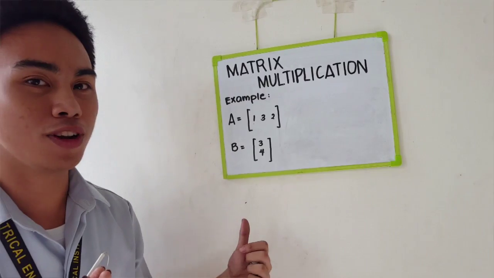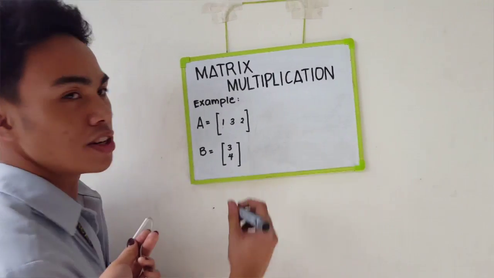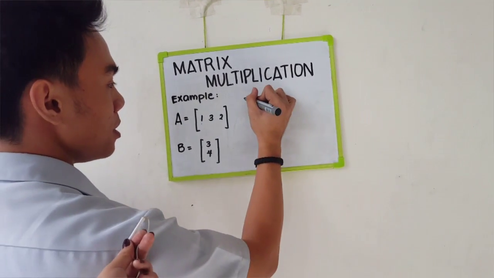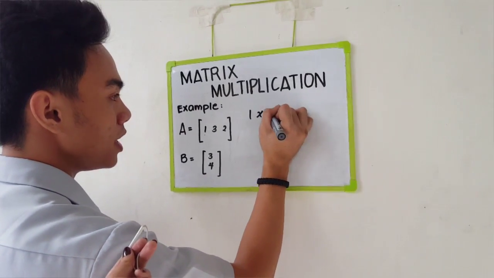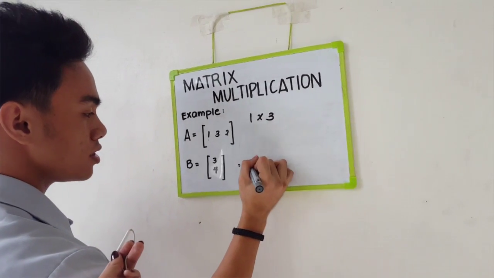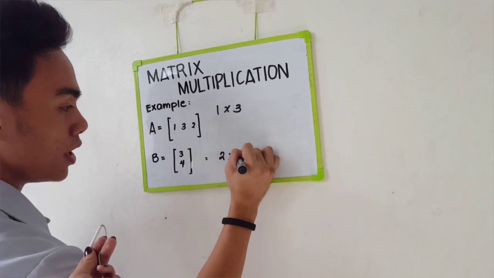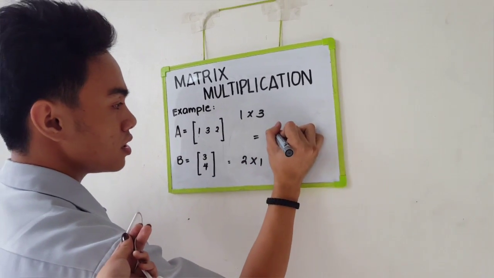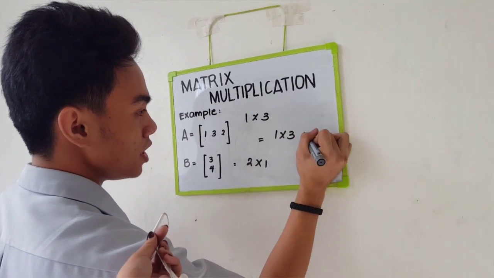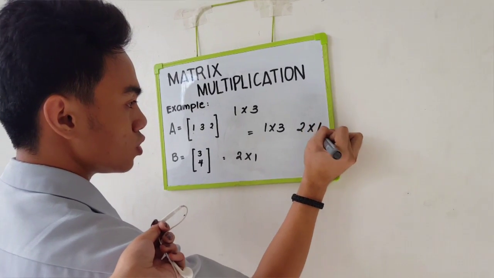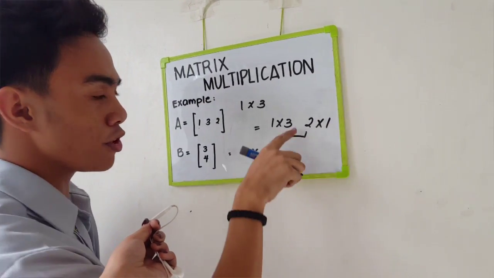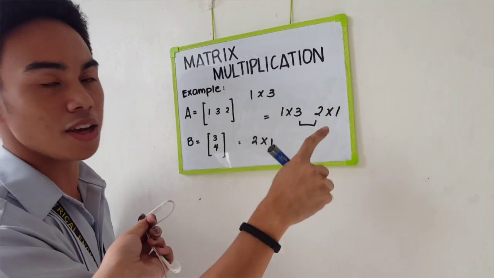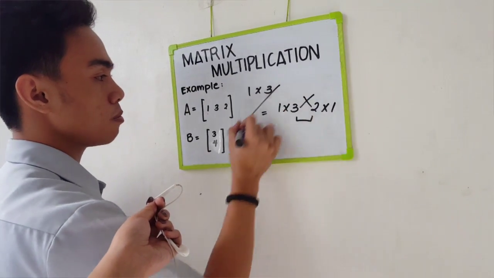Here again, another example for matrix multiplication. First, check the sizes of the matrices. 1 by 3. Then the second is 2 by 1. To check this, 1 by 3, 2 by 1. If you get these and they're not the same, you cannot multiply them.